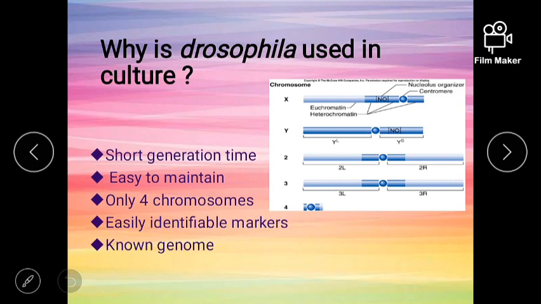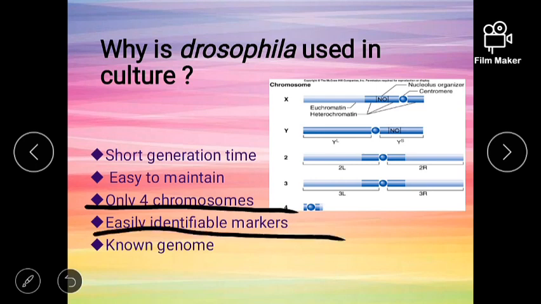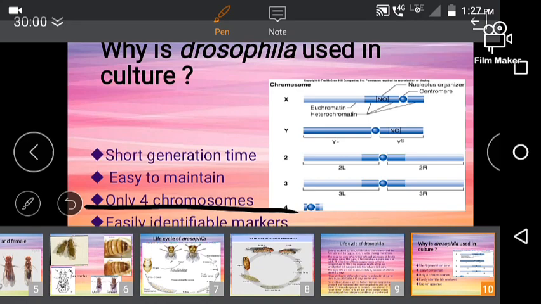And they have only 4 chromosomes. That means there is less chance of mutation. And they have easily identifiable markers. And we know the genome. If we know the genome of an organism, then we can clearly see what is going on.